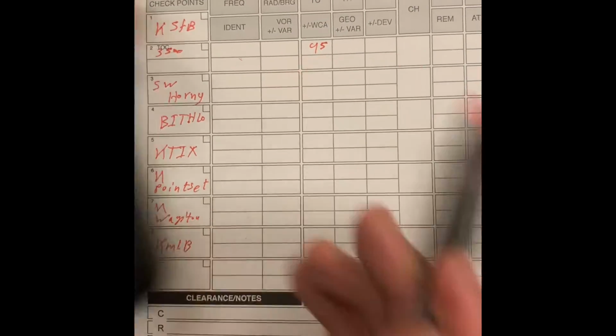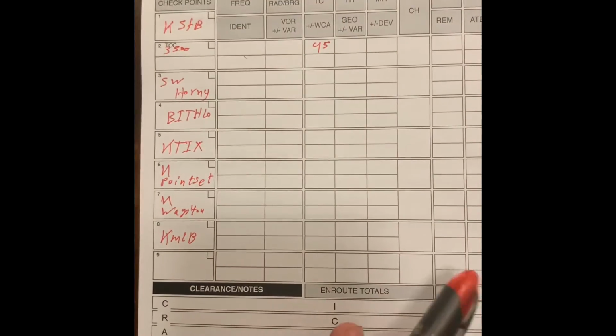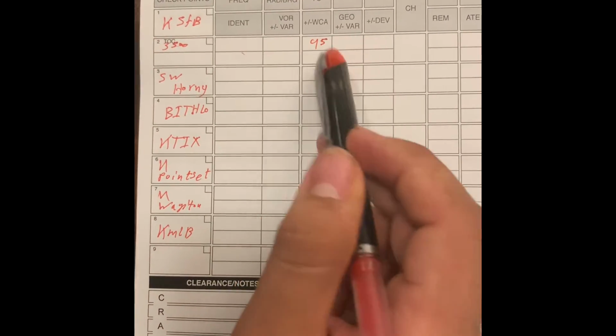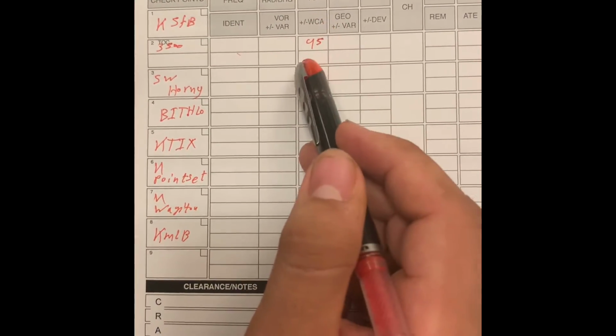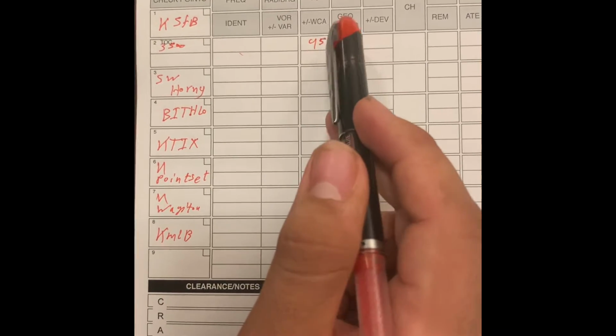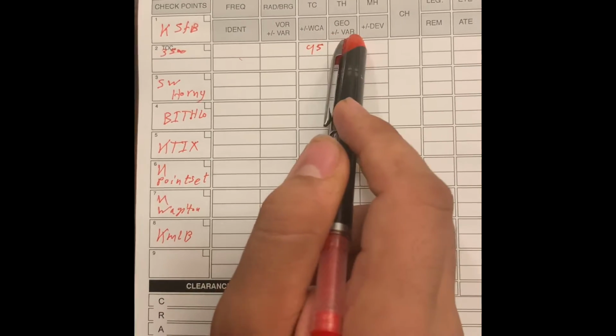Okay, the next box here is for wind correction. We're gonna be doing that with the E6P. And the next one here, like if it's negative or positive, we're gonna subtract or add and put the number here, and here is the variation.